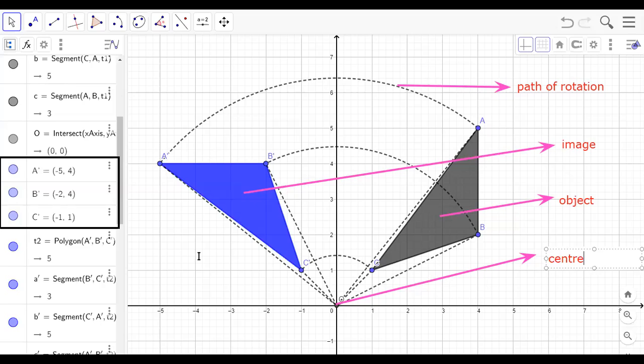These are the terminology. Here the path of the rotation, image, object, center. Those are all the terminology used in rotation.